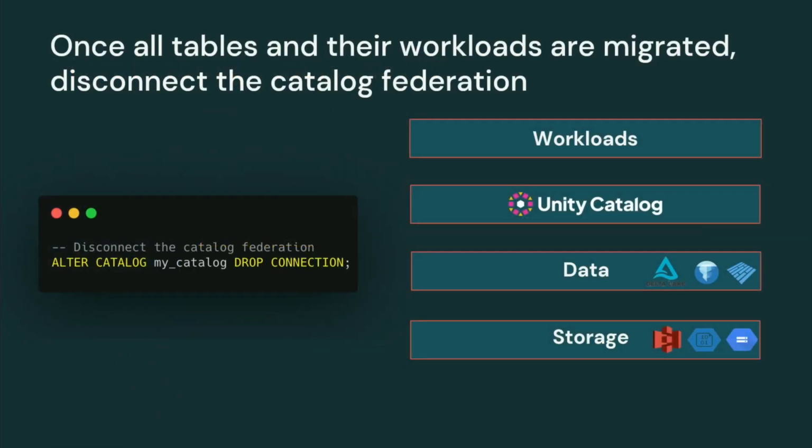And then once all the tables and the workloads had been migrated, this is when he ran the command to disconnect the catalog federation. And now our diagram is a bit simpler because you only have one layer of the tech stack in Unity Catalog.